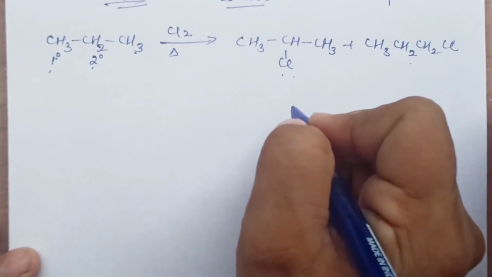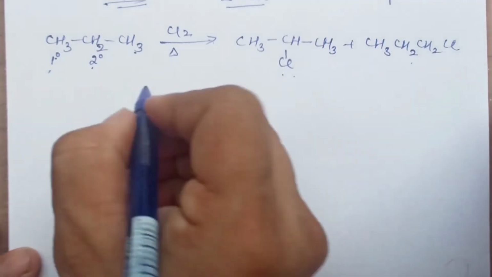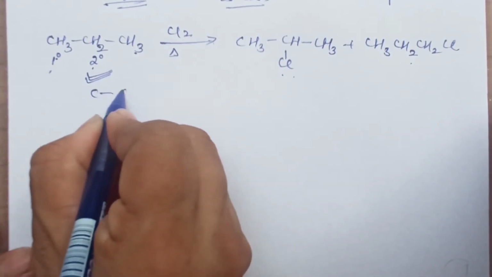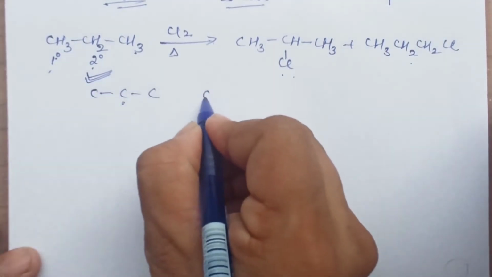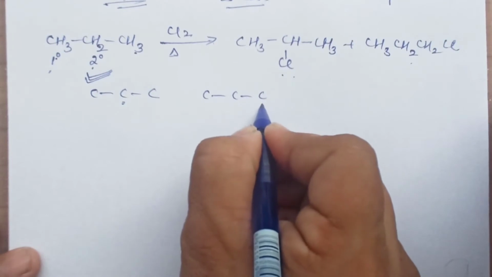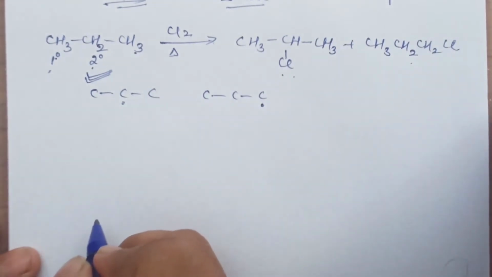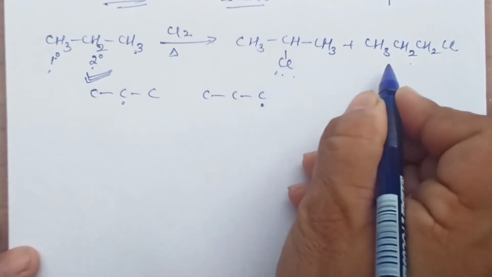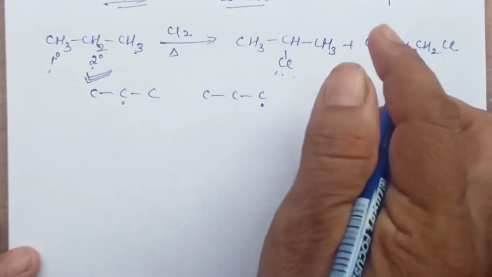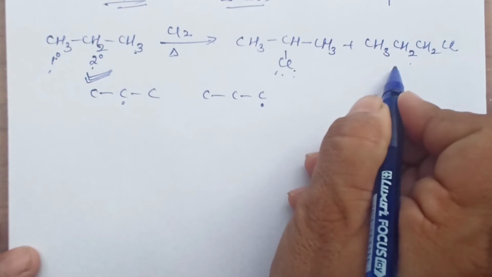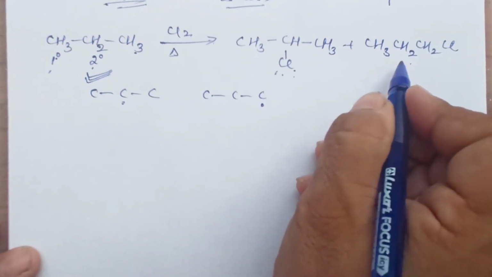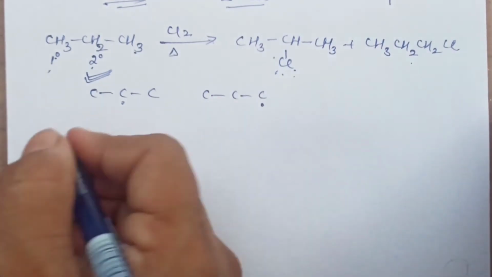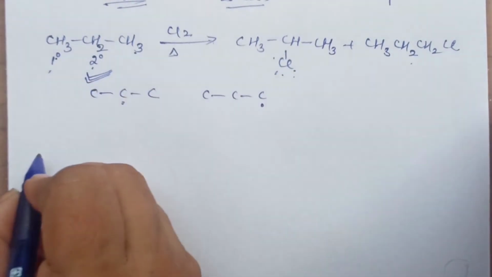Which one should be the major product? We know that a 2 degree free radical is more stable. If you have 3 carbon atoms, this free radical is more stable than the primary free radical. So you will find that this is comparatively the major product. Of course, the difference is not much. This is 55%, this is 45%. So if we are asked which is more in amount, then this one is more in amount. Is it clear?